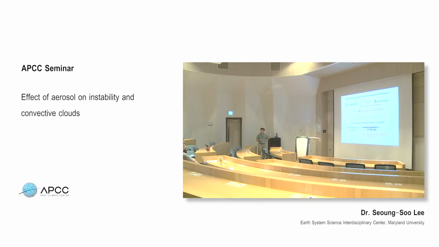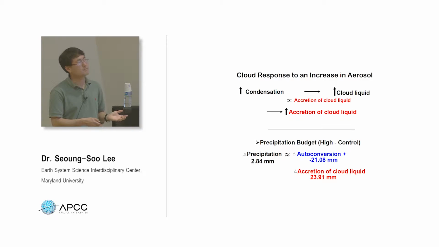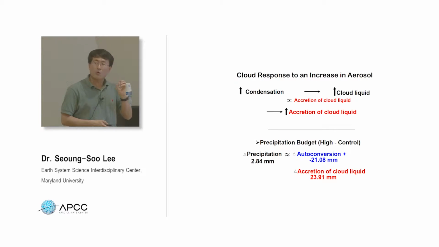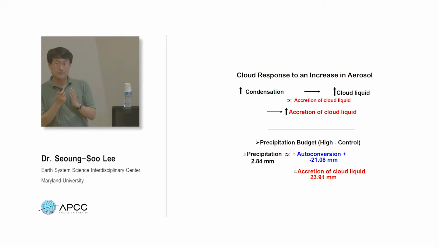I explained the decrease in autoconversion at the first slide, right? So there is a microphysical change, and the microphysical change suppresses autoconversion. But this autoconversion decrease is offset by the increase in the accretion. Okay? So finally, this results in a very small difference in total precipitation amount despite the huge difference in aerosol concentration.